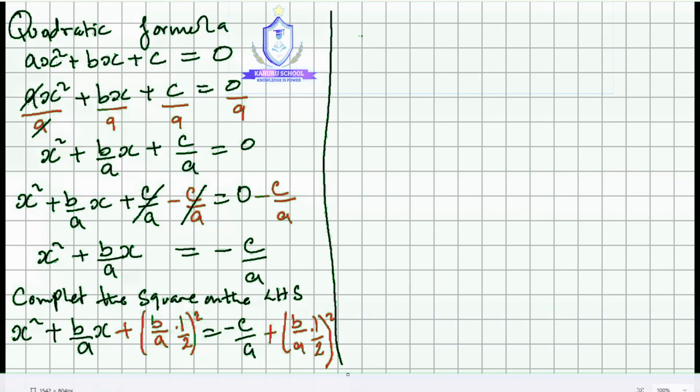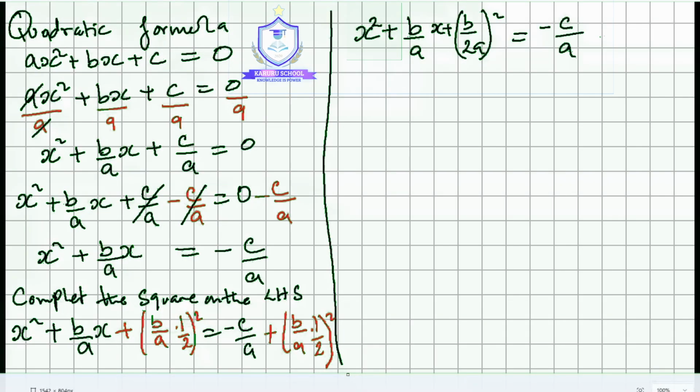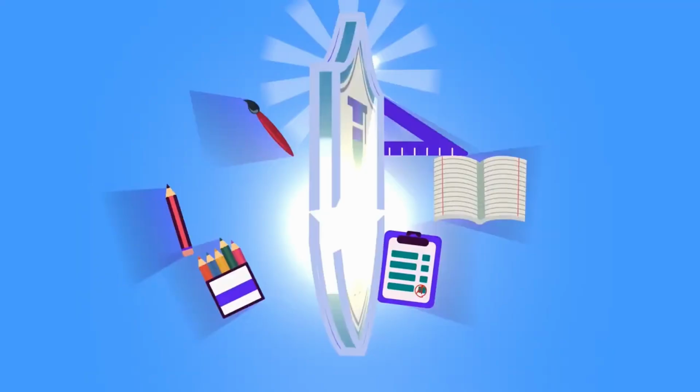So we simplify the equation and this one becomes x squared plus b over a x plus b over 2a, the whole of this squared, equals minus c over a plus the square of b over 2a. So the next step is to isolate the perfect square on the left hand side.